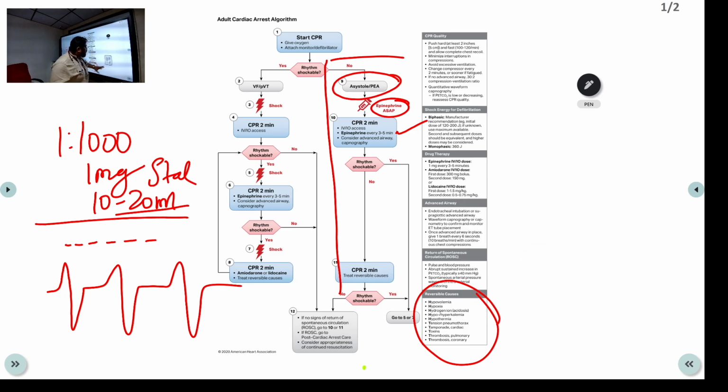Now, how will you decide on these 5 H's and 5 T's? I will say tomorrow. We will discuss that tomorrow. How will you find out? What are the clues that this patient is probably having a hypovolemic cardiac arrest? What are the clues that it is a hypoxic cardiac arrest? How will you differentiate? How will you identify this? For a patient with cardiac arrest, how will you identify? It is very difficult because you might not get any history. The only investigation that will help is a blood gas analysis.